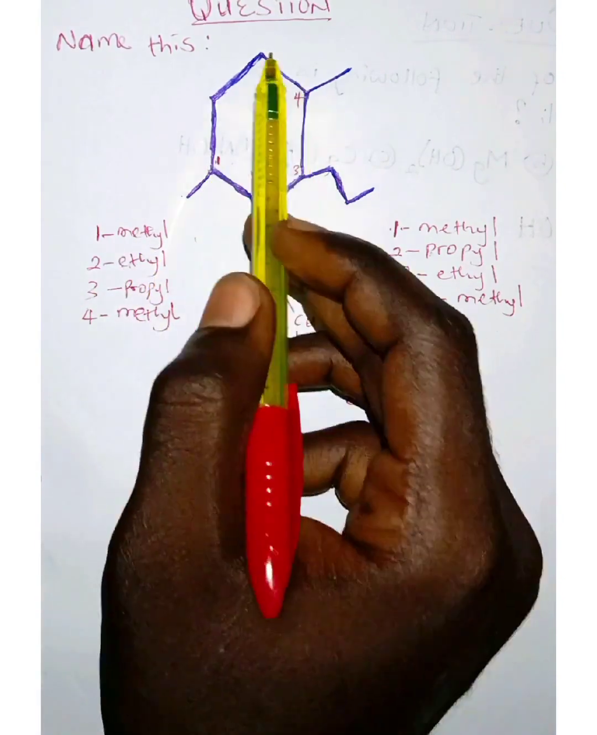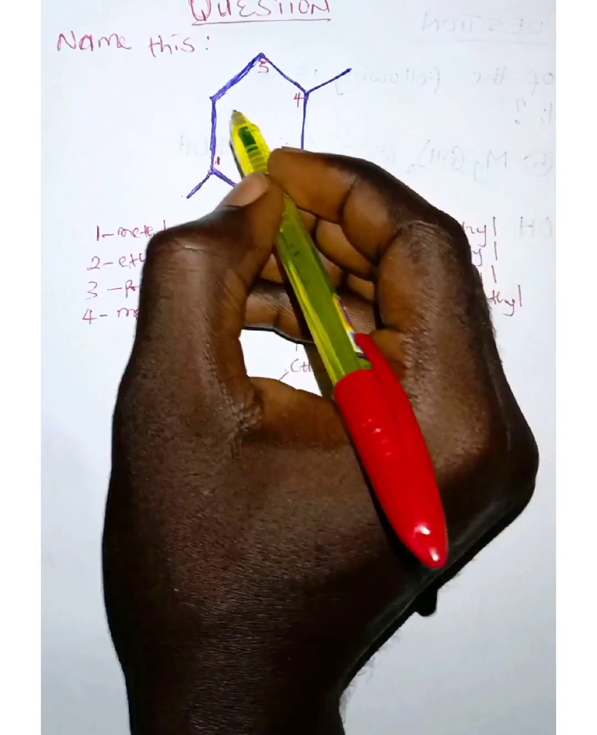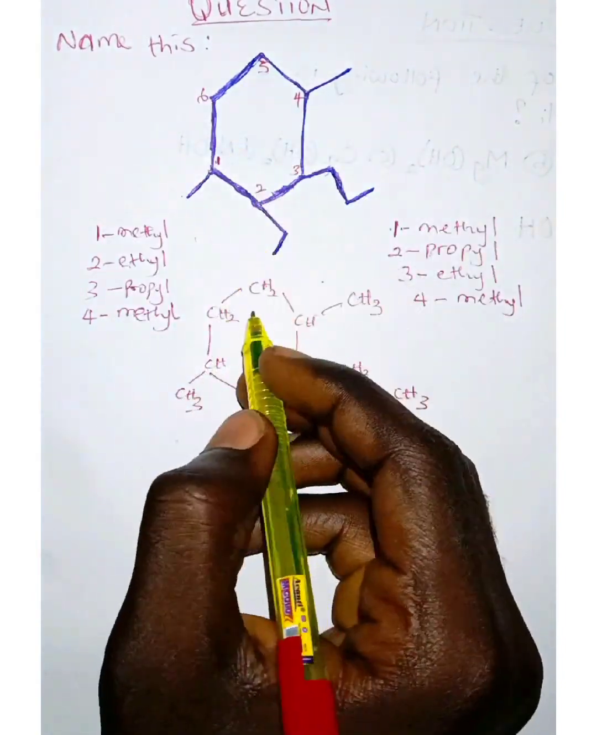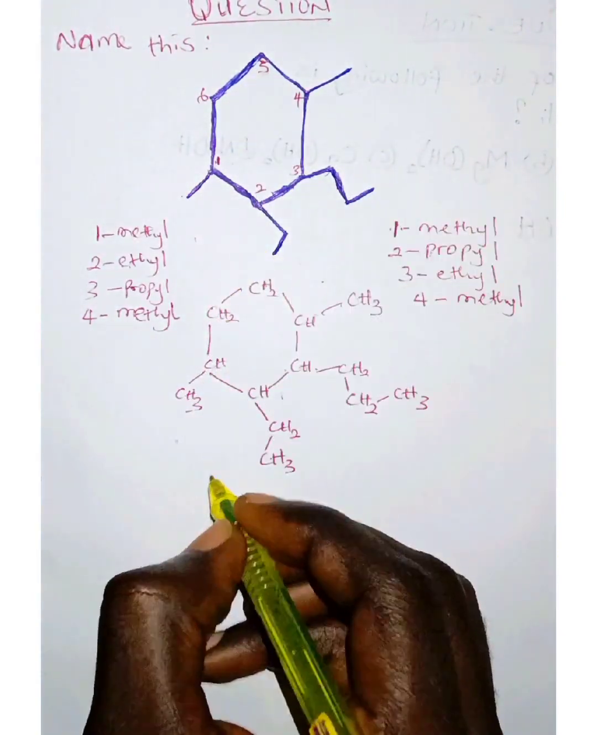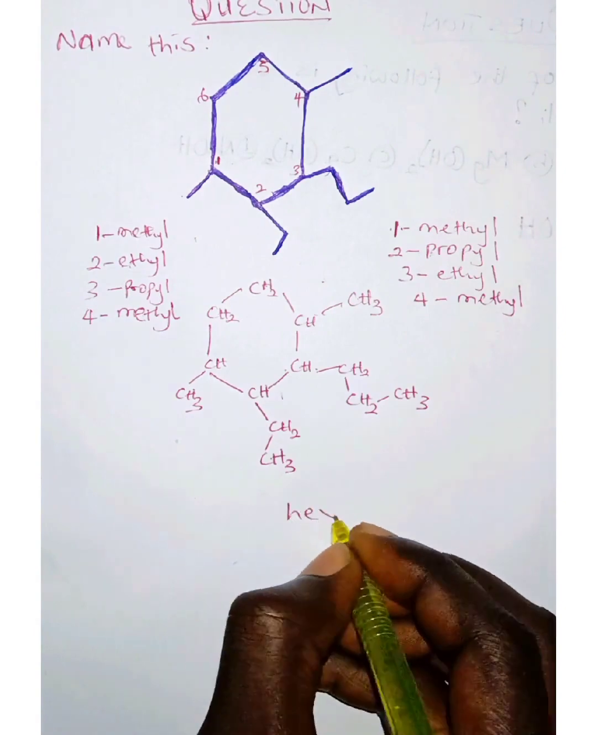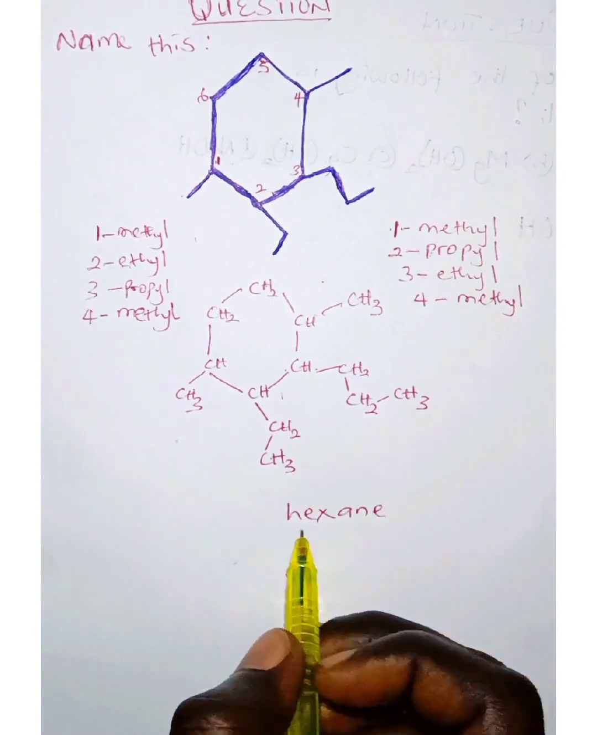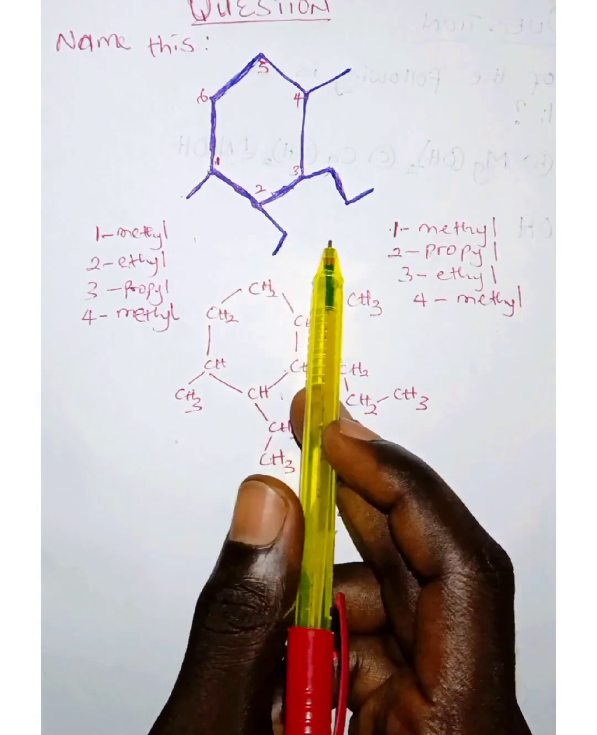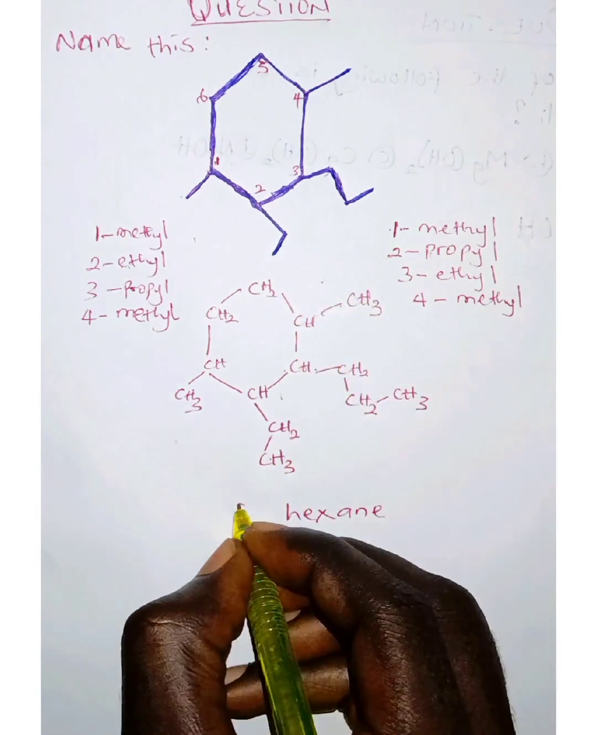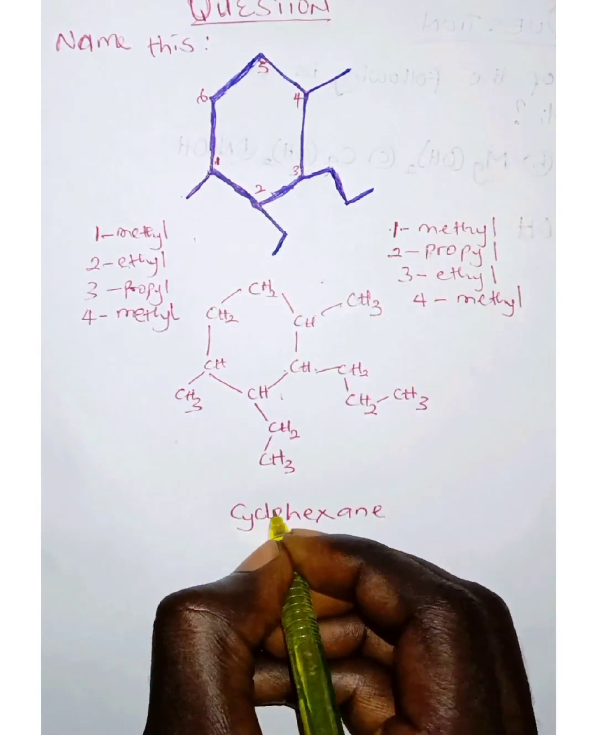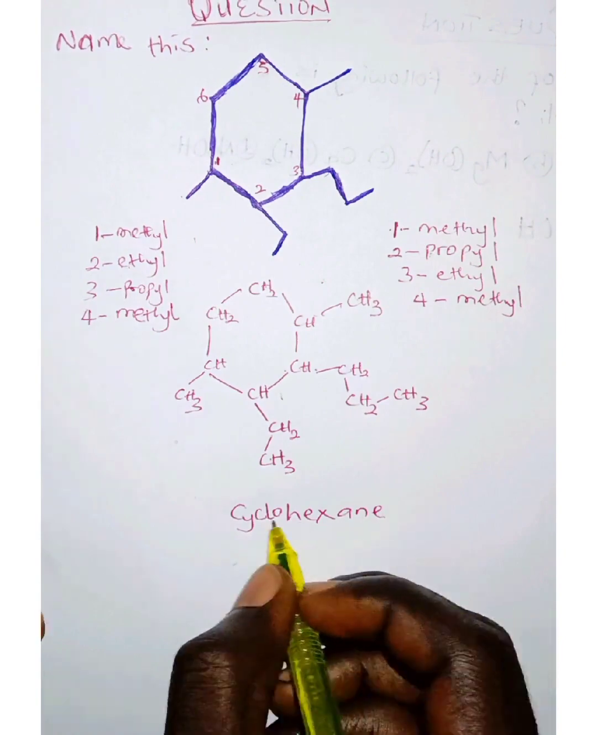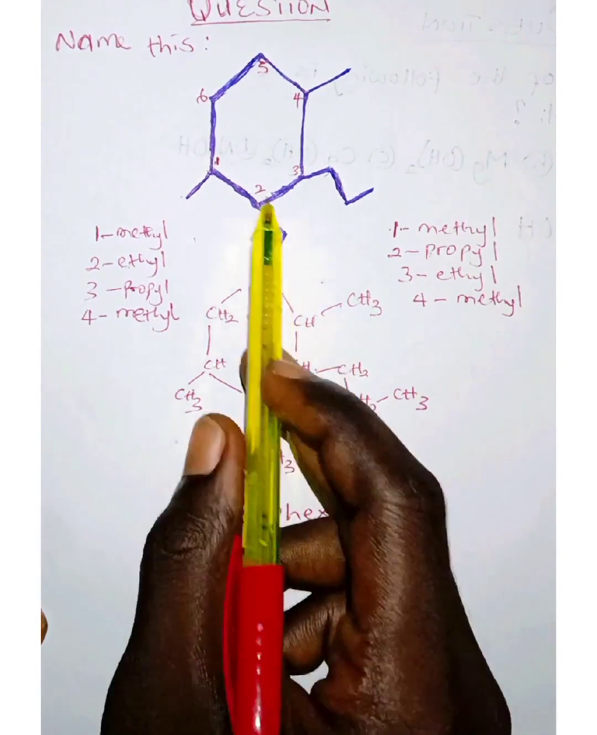So 6 carbon atoms is hexane. But it is not a normal open chain hexane. It is a cyclo. We have to indicate the cyclo. So it is cyclohexane. This is the parent name of this compound.